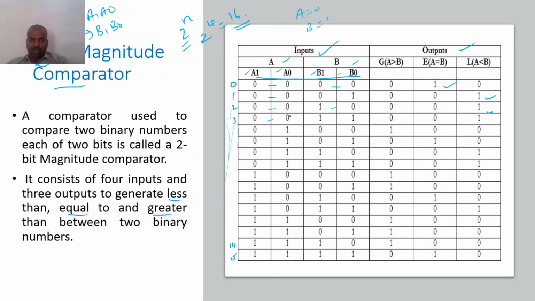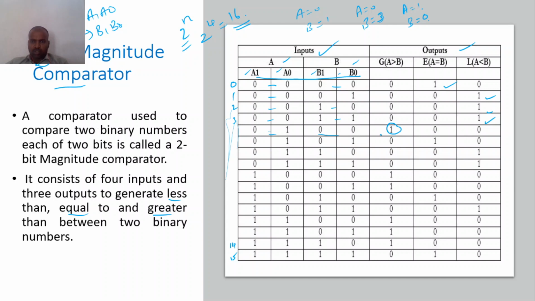Fourth condition, 0 0 1 1, means A is equal to 0 and B is equal to 3, because 1 1 means the decimal value is 3. So A is equal to 0 and B is equal to 3, so A is less than B. Then now A is 0 1 and B is 0 0. A is 0 1 means the value is equal to 1, and B is 0 0 means this is equal to 0. Now A is greater than B, so for this condition A is greater than B.